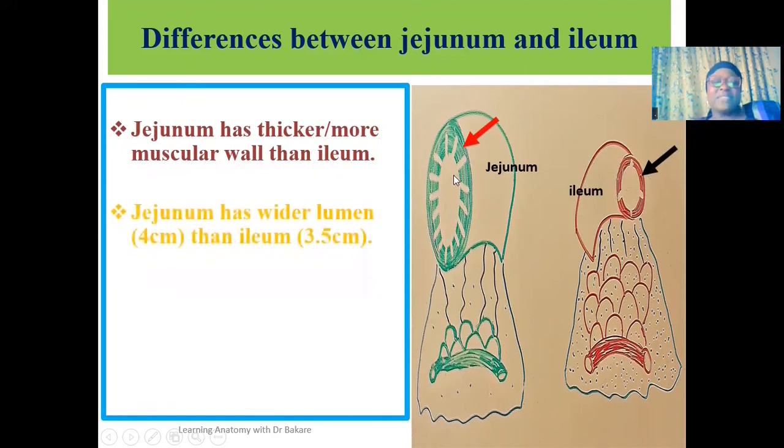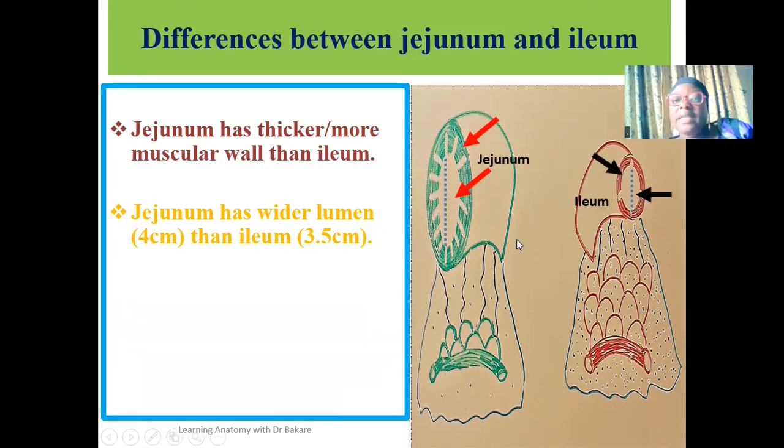The second difference is that the lumen of the jejunum is wider than the lumen of the ileum. This is the central lumen of the jejunum. You can see that it appears to be wider. If you check the diameter of this lumen, you see that it is more than what is presented in the ileum. And the ileum, of course, has a smaller lumen when compared with the jejunum. The lumen of the jejunum is about 4 cm, while the lumen of the ileum is about 3.5 cm.